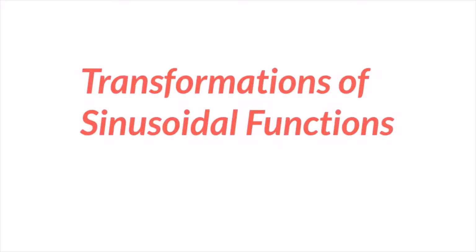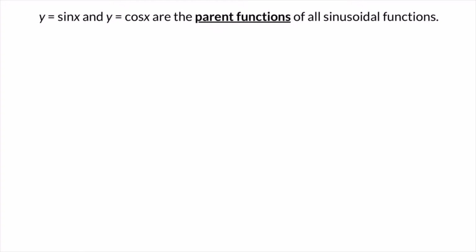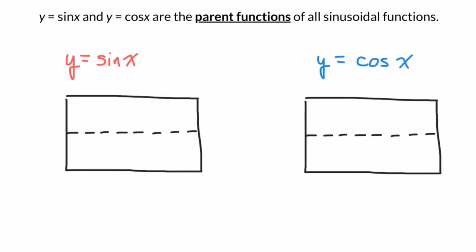All sinusoidal functions are based on the sine and cosine curves. So that means sine x and cosine x are the parent functions of all sinusoidal functions. There are some things you have to remember about the sine x and cosine x parent functions. Both of them have a central axis at y equals 0. They both have a maximum value of 1. And they both have a minimum value of -1.